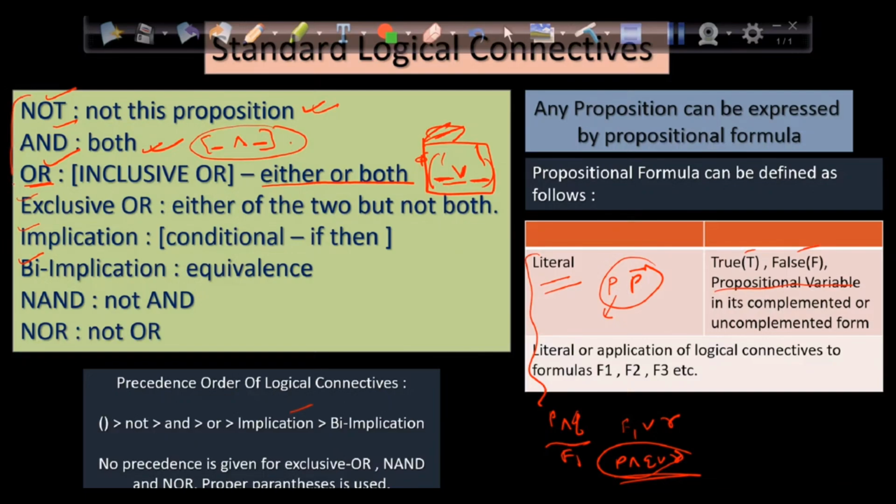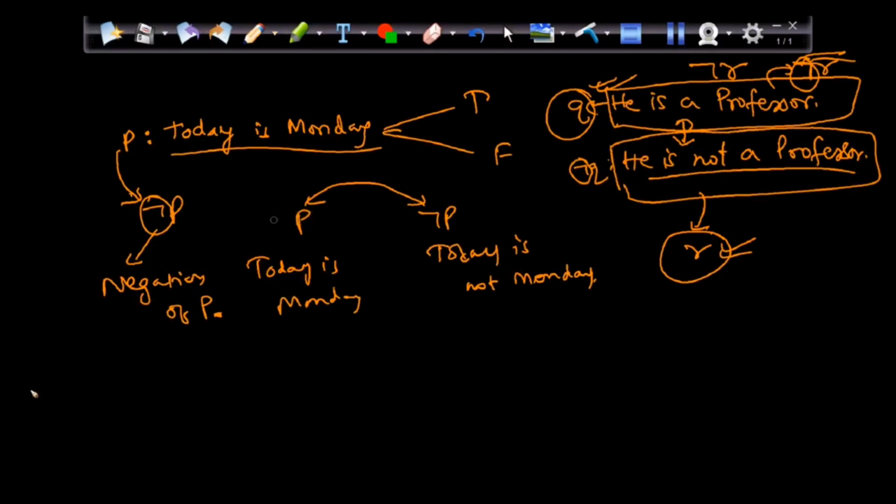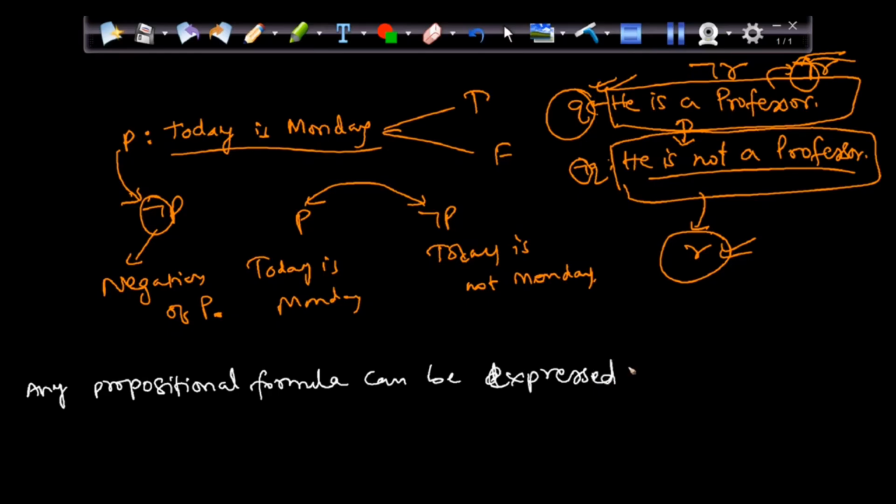I have explained these three in this video, and my propositional formula can be a combination of these. Any propositional formula can be expressed using and, or, and not logical connectives. Okay, thank you very much.